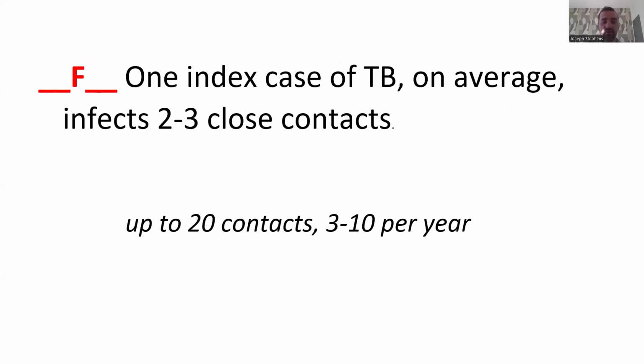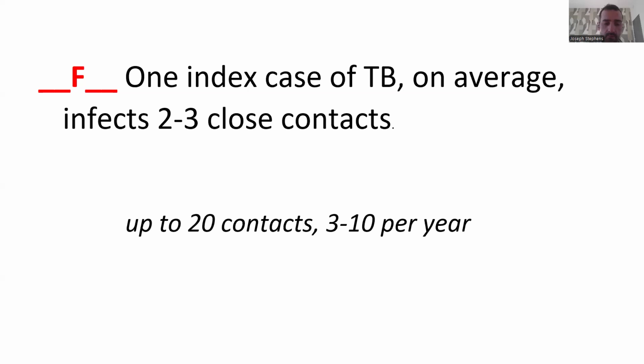True or false? One index case of TB on average infects 2 to 3 close contacts. And that's false. One index case of TB can infect up to 20 contacts, an average of 3 to 10 per year.